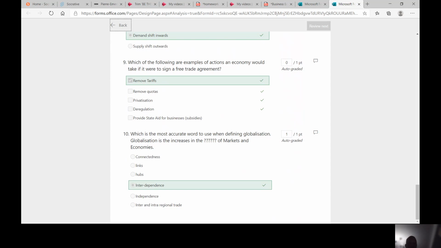So the additional 2 questions in the second part, which are the following examples of actions an economy would take if it was to sign a free trade agreement. The only one it wouldn't do is providing state aid for businesses. Also, the reason I chose that is that that's one of the things that we are trying to not include in our free trade agreement with the EU.